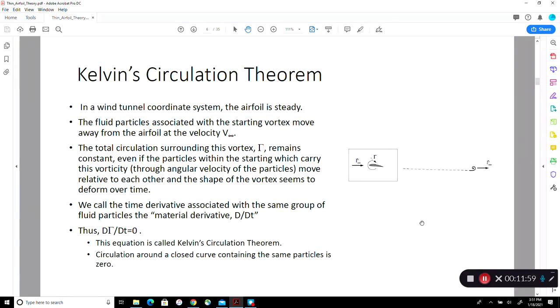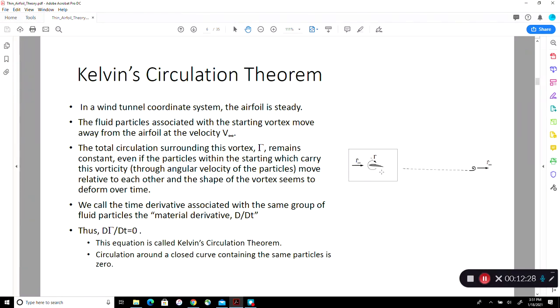But after a long time, the starting vortex is gone. We are dumping vorticity, equal and opposite. So if you follow this airfoil, this circulation remains constant because we are dumping vorticity, but it's equal and opposite. So no new circulation is being generated in the wake. Therefore, no new vorticity is being built up on the airfoil either.